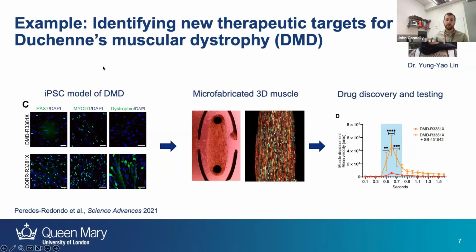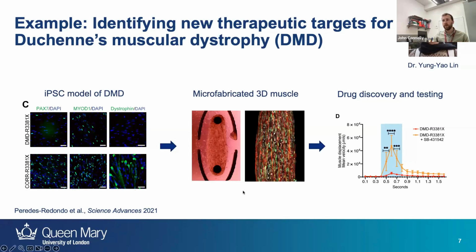And to do this, Dr. Lin's group takes induced pluripotent stem cells derived from patients with DMD, and then uses CRISPR-Cas9 to correct them. And they can see that the corrected cells regain some key features of skeletal muscle, which are lost in the disease.